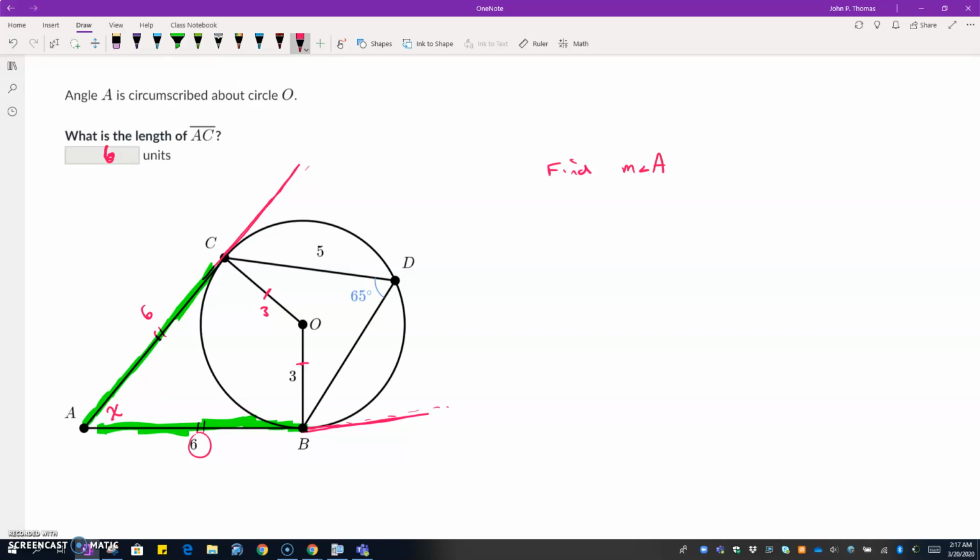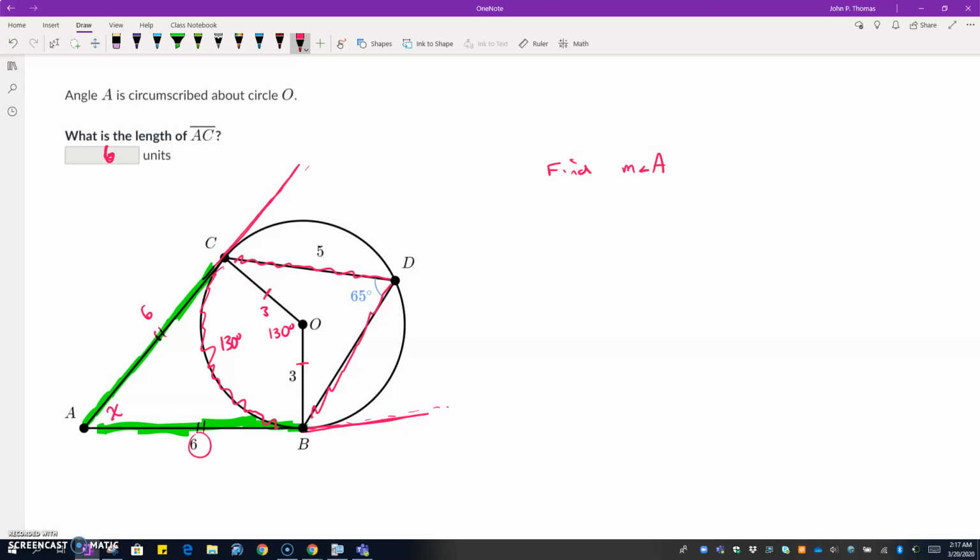Alright, what we'd probably have to do is we have an inscribed angle right there. Alright, and that's 65. So we know the arc it cuts off over here is going to be double that, or 130 degrees. Now, if that arc is 130 degrees, we get a central angle that's 130 as well.